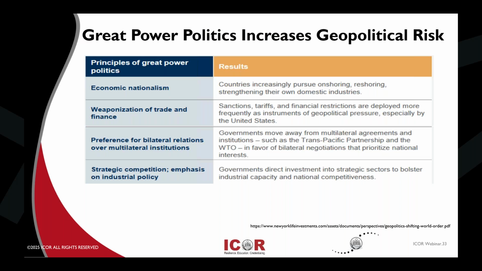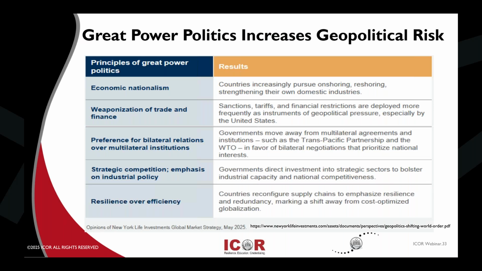And again, none of these things are bad in and among themselves. It's just when they start to create more of a risk than what they're trying to fix. But again, I believe in resilience over efficiency, that we do need to reconfigure our supply chains to emphasize resilience and redundancy, moving away from over cost-optimized globalization. So like I said, it's more or less how all of these position themselves within the power politics that increases geopolitical risk versus any one of them individually.